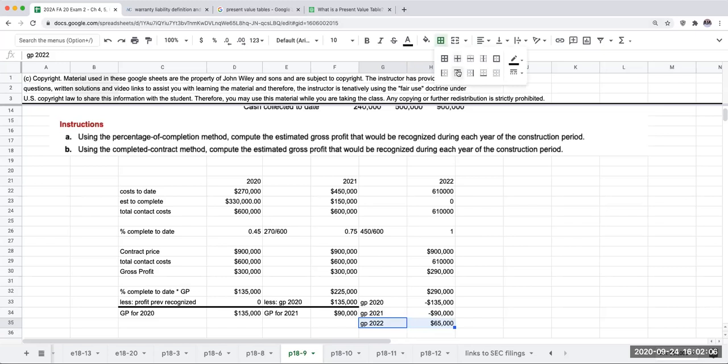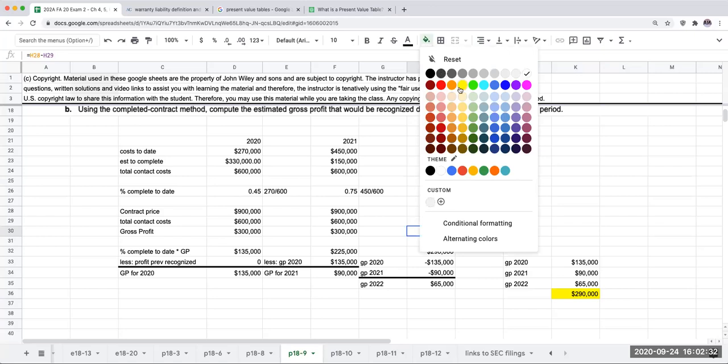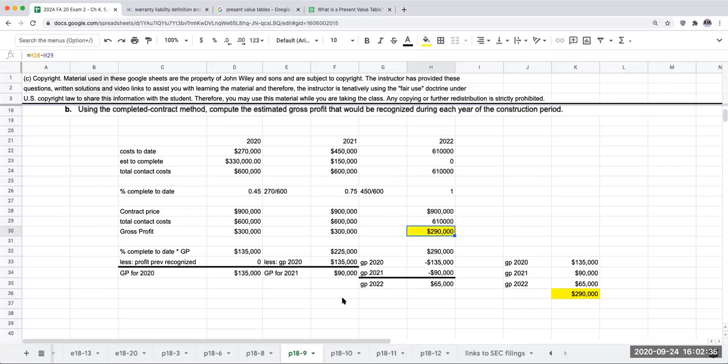Very, very important. When I am done with this here, when I add up the gross profit for 2020, gross profit for 2021, and gross profit for 2022, this is going to be 135, this is going to be 90, this is going to be 65,000. This has to equal the total amount of profit that I am recognizing up here. Okay, so this is percentage of completion. We recognize a percentage of it as we go through and complete it.